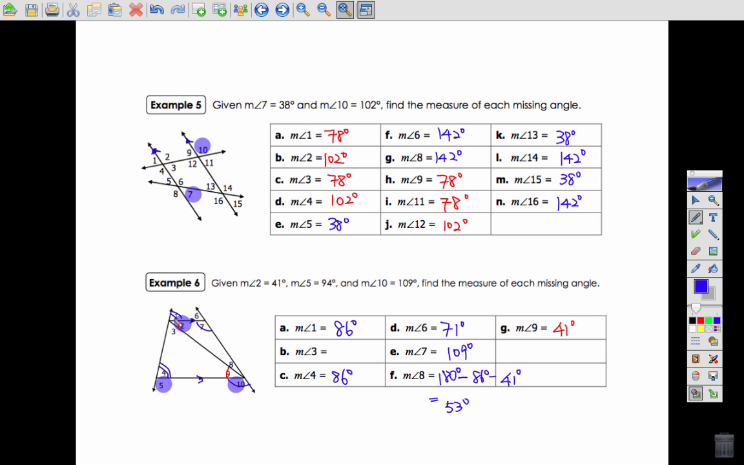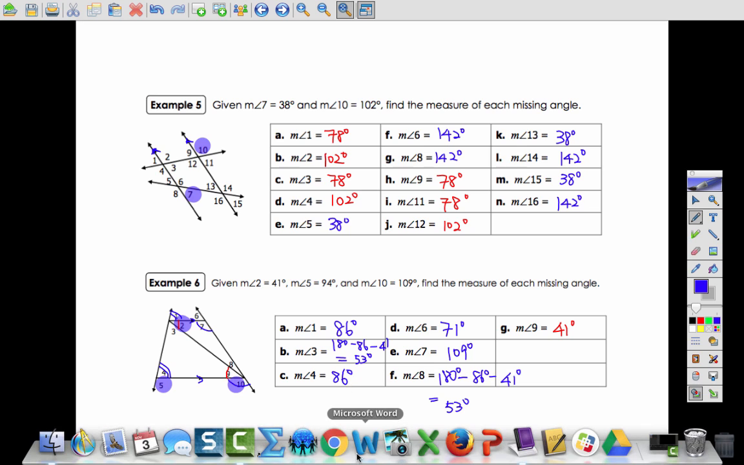Angle 3 is the same calculation, so it's 180 minus angle 1, which is 86, minus angle 2. Angle 2 is 41. So you should also arrive at the same conclusion that it is 53 degrees.